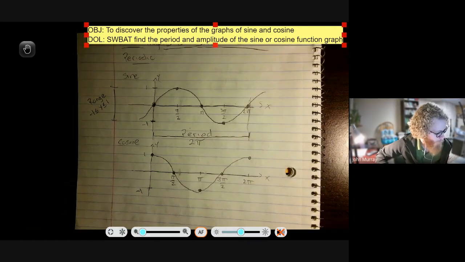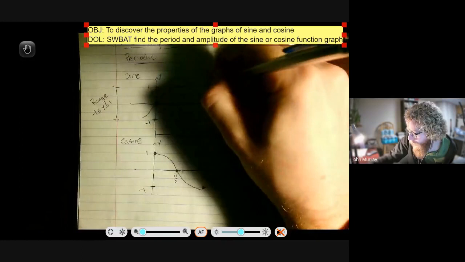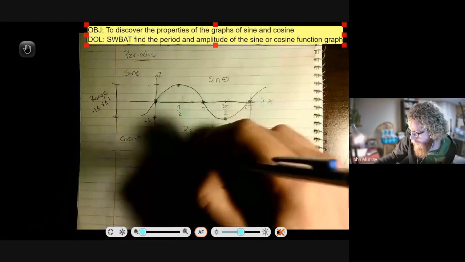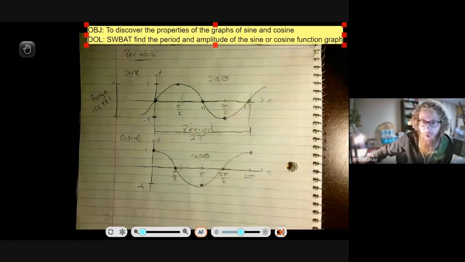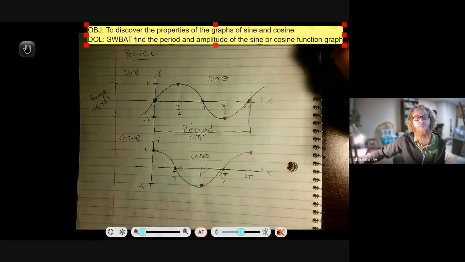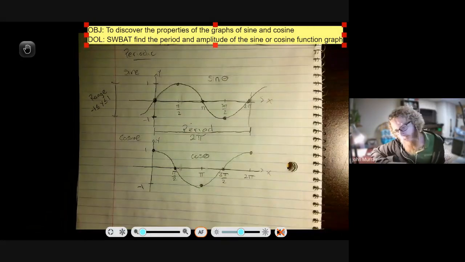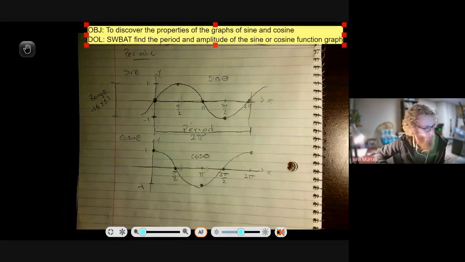All right, any questions so far? Again, this would just be sine of x or sine of theta. This would be the cosine of x or cosine of theta. All right, so that's the very basic parts of it.